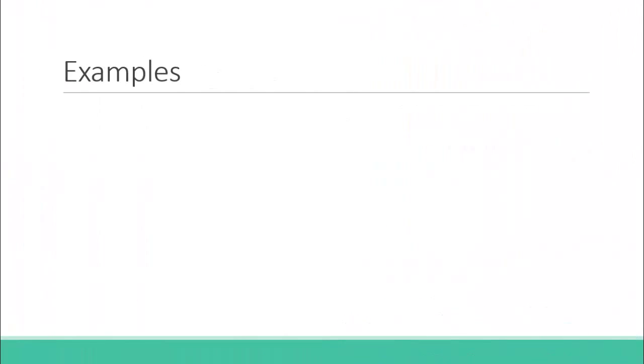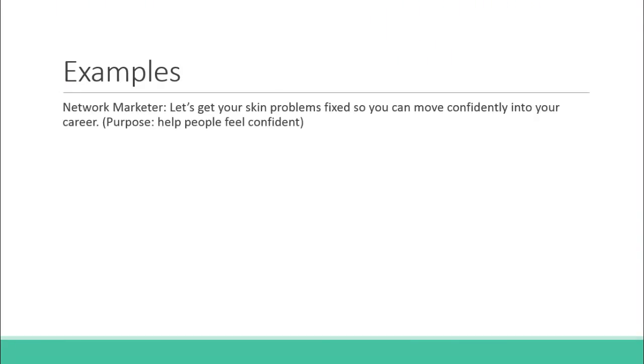So when people are following me over time, they get that sense, and they know what's waiting for them. They know what they can get when they decide that they're ready to work with me. For the other examples that we've already been using, let's look at those. So for that network marketer who's helping young people to clear their skin, to move confidently in their career, that's their message. Is let's get your skin problems fixed so you can move confidently into your career. Their purpose is probably to help people feel confident, to help raise confidence level in young new career people.